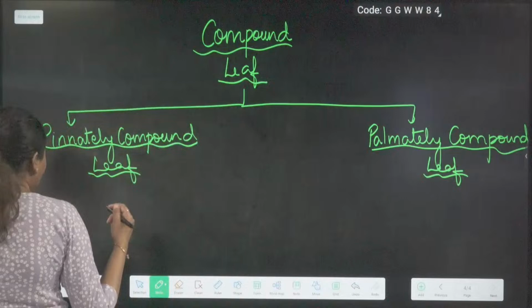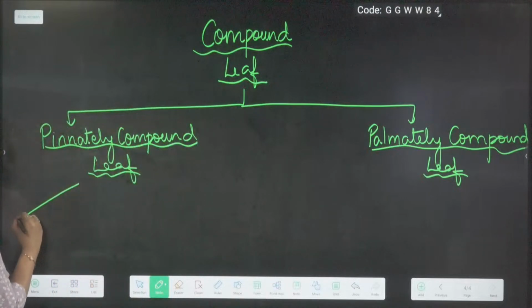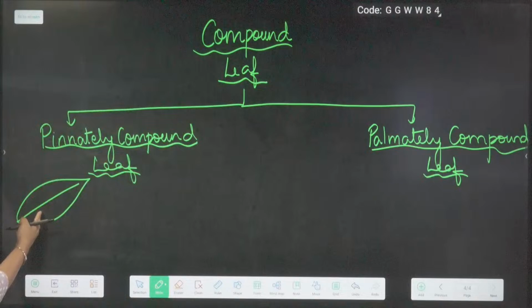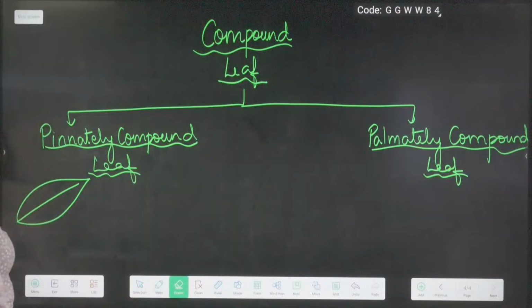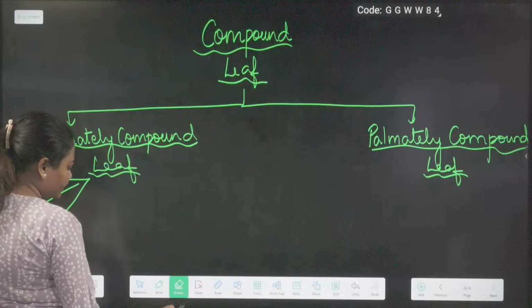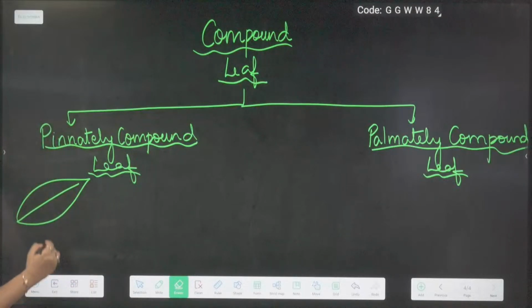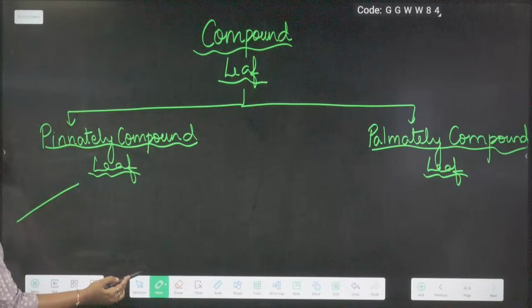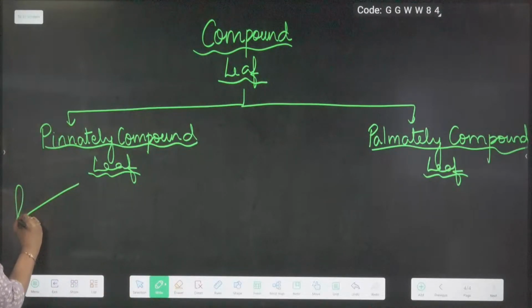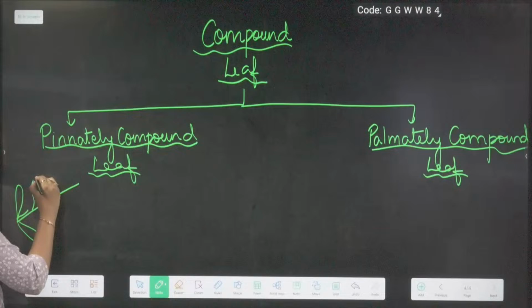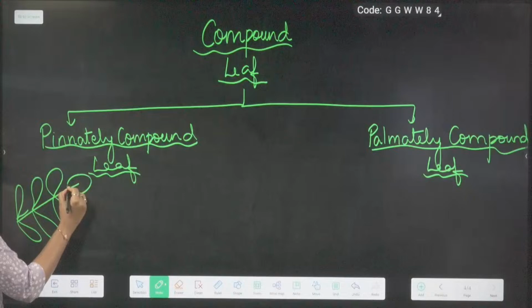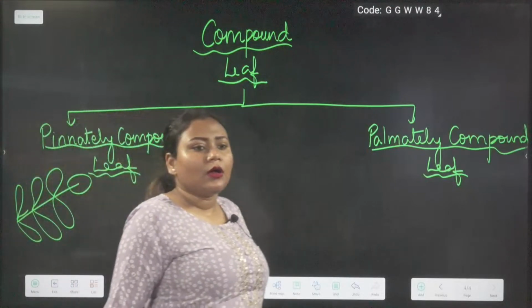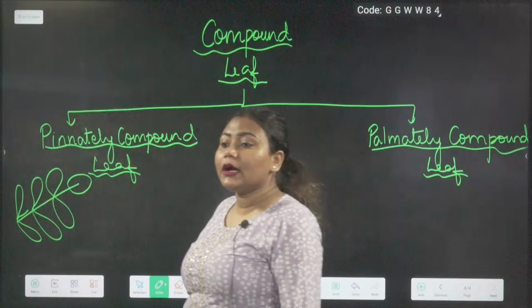Now see over here. Pinnately compound leaf means this was your leaf. Tell me, the leaf diagram that I had drawn over here is a simple leaf or a compound leaf? Simple leaf. Now what am I going to do? I am going to cut it such that my incisions reach the midrib. So what am I going to get? I am going to get a compound leaf.